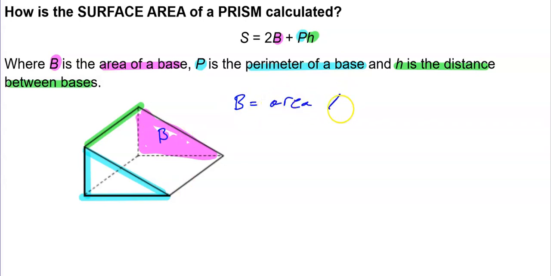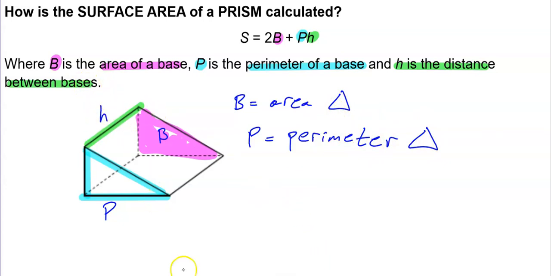In this case, it's a triangle. It's not always a triangle. In blue here, we have P. So P is the perimeter of that triangle. Just because the triangle is our base, it can be any shape. But in this case, it's a triangle. And H is the distance between those bases. Height doesn't always mean standing up. Just so you know, it's going to be the distance between our bases.